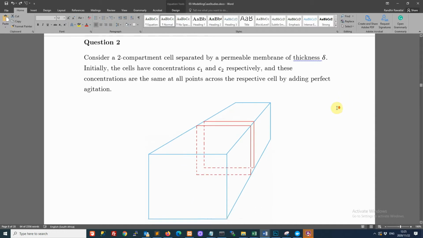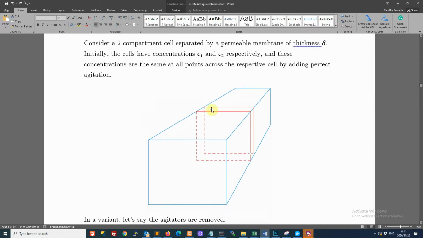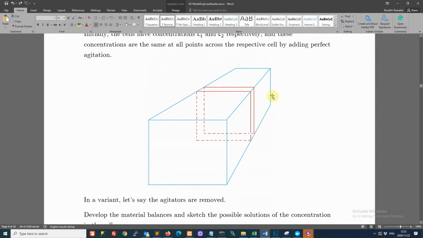this is the problem. So we've got some unit, and there's a membrane in the middle of that unit somewhere. That membrane is separating the unit into 2 compartments, and this membrane is also permeable. That means your component can diffuse across that membrane and enter the other compartment. In the first variant of this problem, we had perfect mixing in each compartment. So we had the mixers on full blast in here, and in fact you need infinite energy to get perfect mixing, but we assume that anyway.